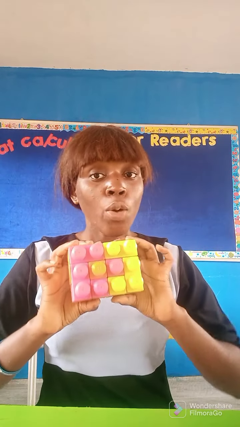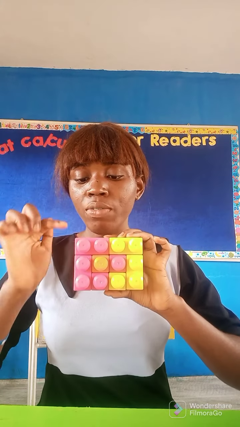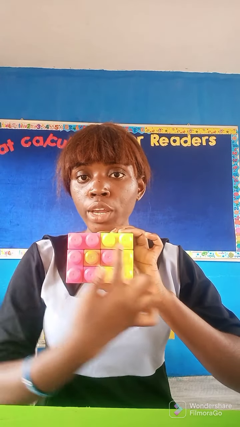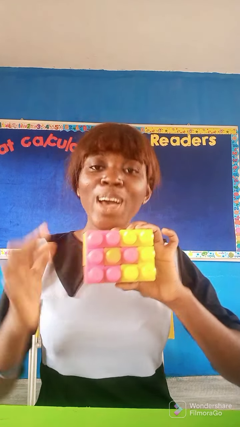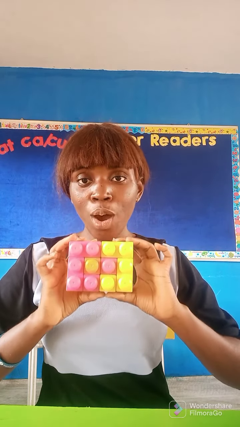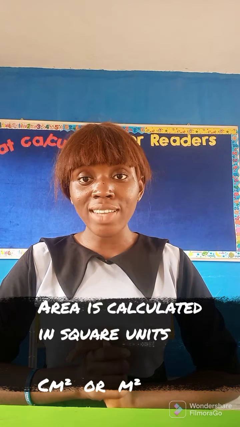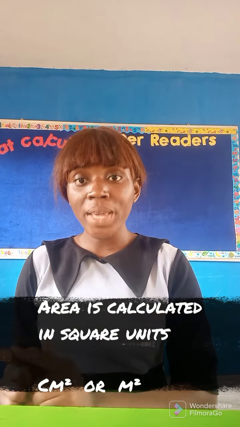Now, using our building blocks, we are going to check if our answer is correct. So we are going to count everything we have here, and if it's 12, that means we are correct. So we have 1, 2, 3, 4, 5, 6, 7, 8, 9, 10, 11, 12. So we can see that the area of this shape is 12. Now, it's also important for you to know that our area is calculated in square units, so it can be centimeters square or meters square.